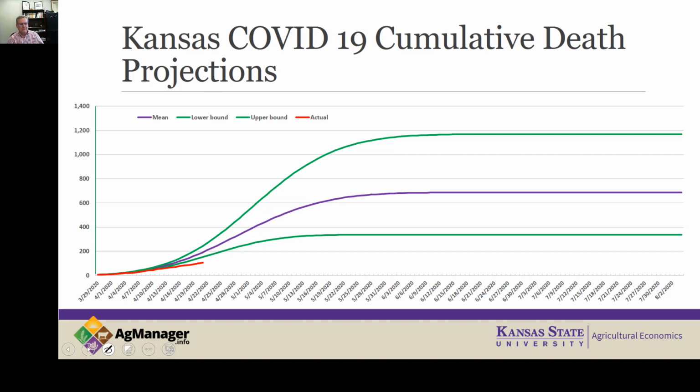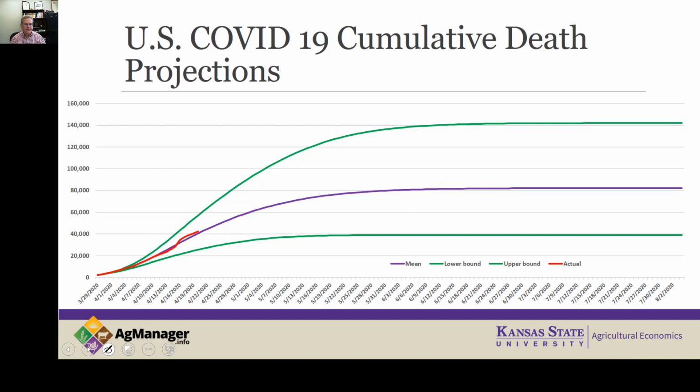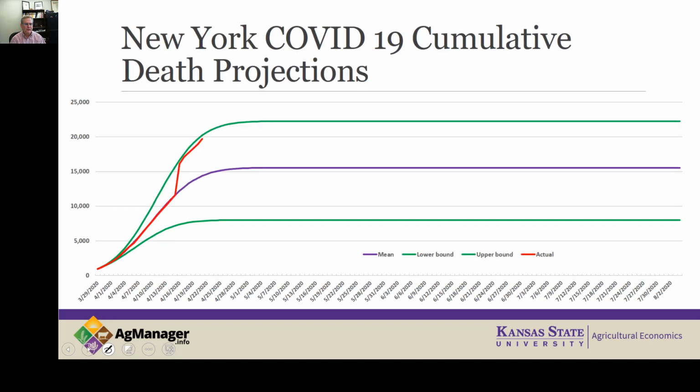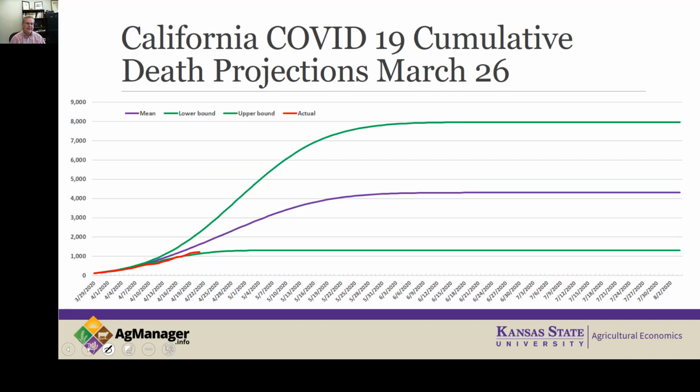Then we have the cumulative projections. The big thing here is you'll see that Kansas is below the 95% confidence interval, that green line, and it continues to diverge from the original forecast. We have the U.S. projections here. Even with the change in data definition, it remains fairly close to the original projections. Here you can see in New York, the adjustment that they made essentially moved it from following the purple line almost to following the upper bound.